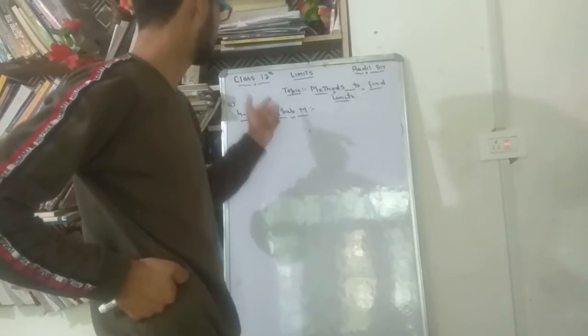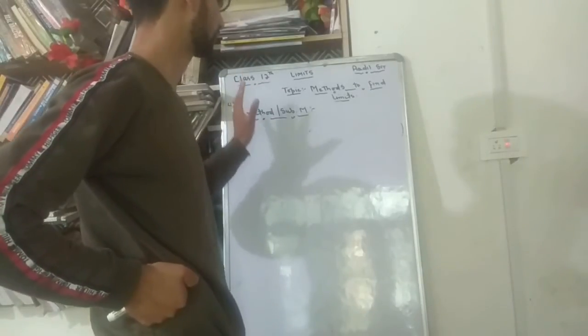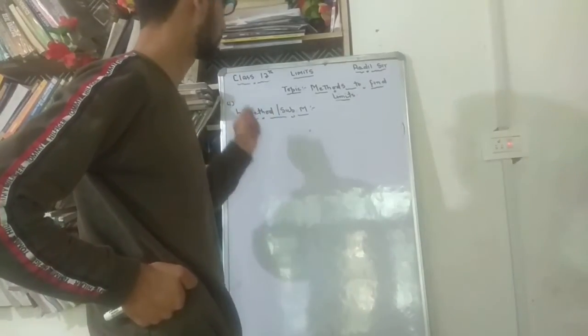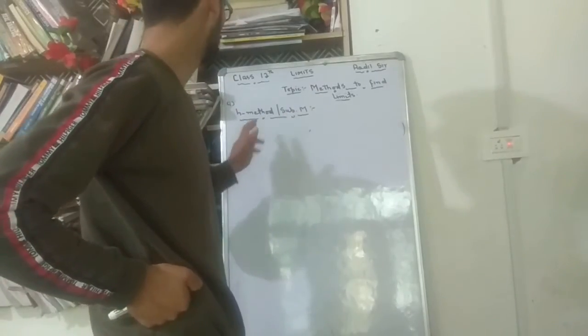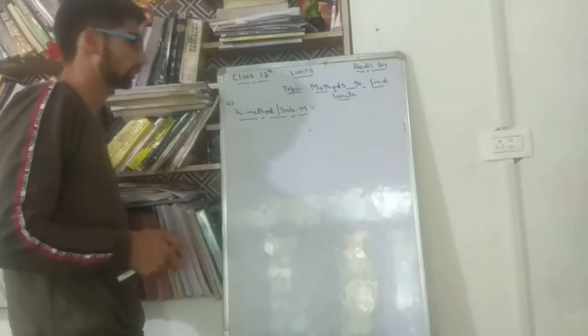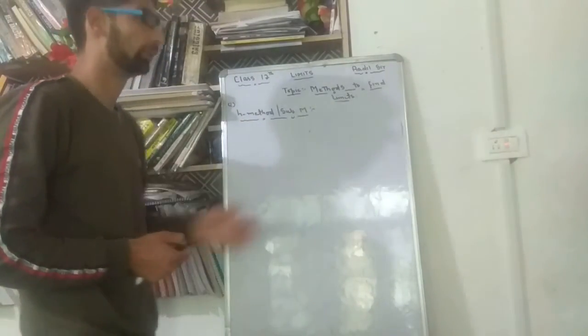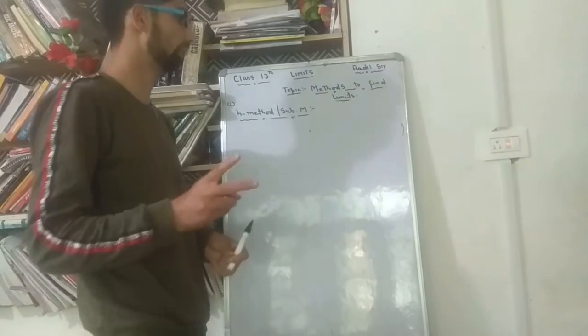But today's topic is methods to find limits. We are going to find out some methods here that will help us to make the solution of the limit of a function very easy. So the first method we have to follow today is the H method, or we can say it is the substitution method also. In this method we have to follow three rules.